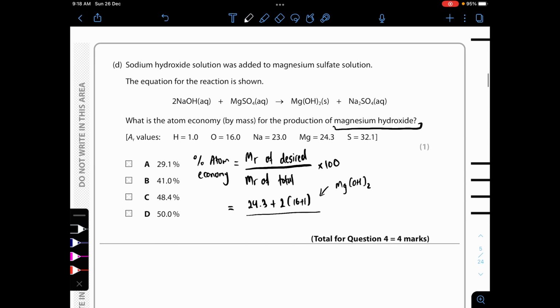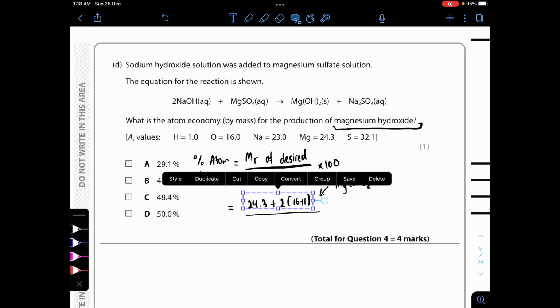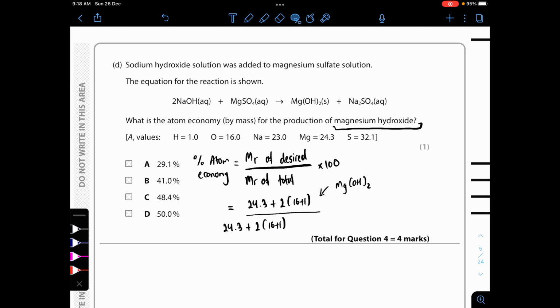Okay, the total will be the same thing again, so it'll be this, plus we have Na2SO4. We have two Na, so 2 times 23, plus SO4: S is 32.1, plus 4 oxygen atoms, so 4 times 16. The top part is 24.3 plus 2 times (16 plus 1), which gives us 58.3.